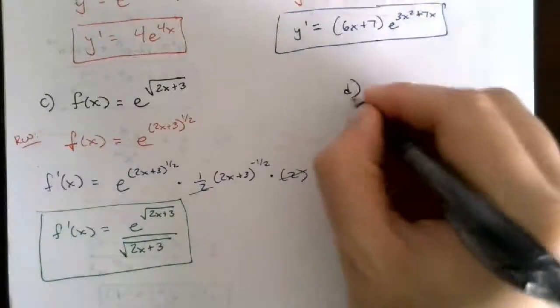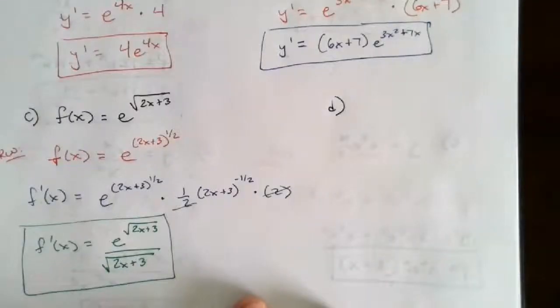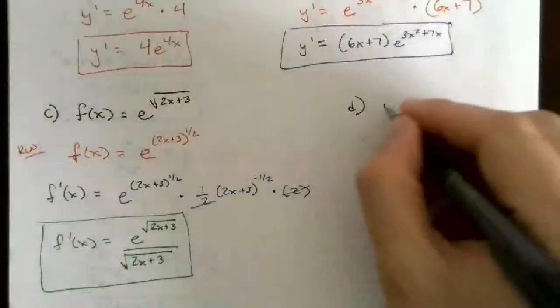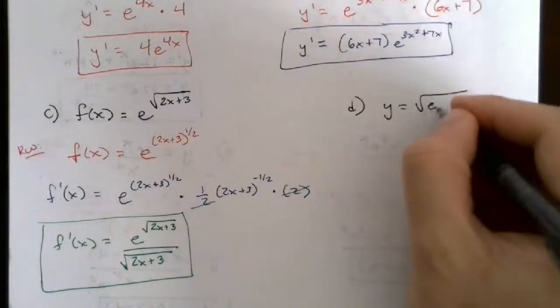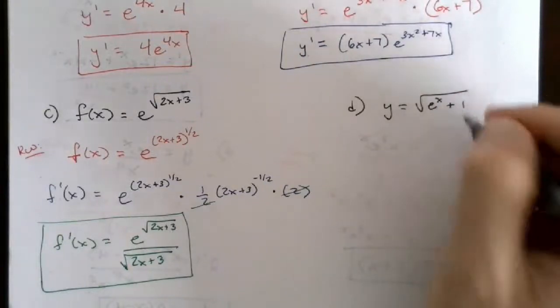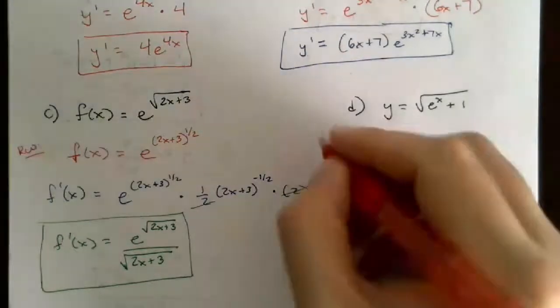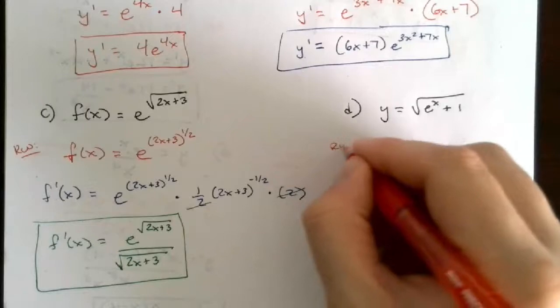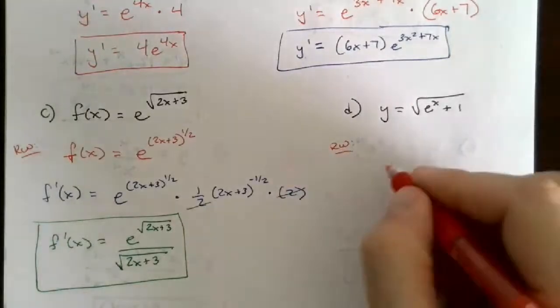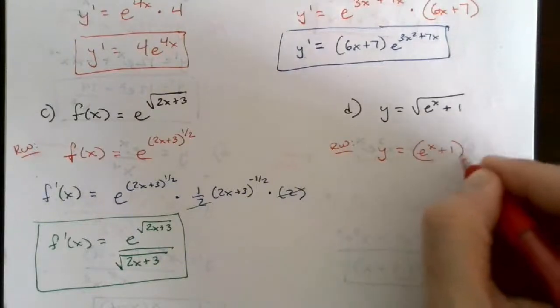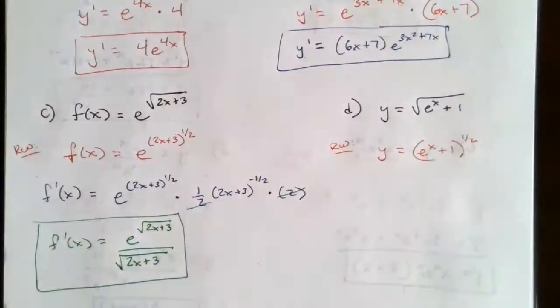Let's take a look at another one. If I said I had y equals the square root of e to the x plus 1. Again, the first thing you should notice here is that we're going to rewrite this. I'm going to rewrite this as y equals e to the x plus 1 to the 1/2 power, because remember, any roots you see you want to write as rational exponents. So square root, that's 1 over 2.